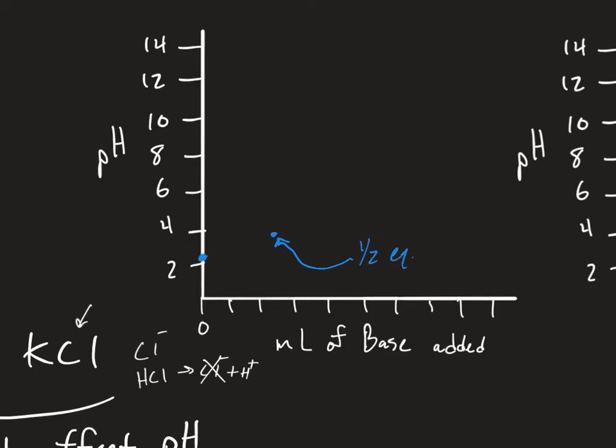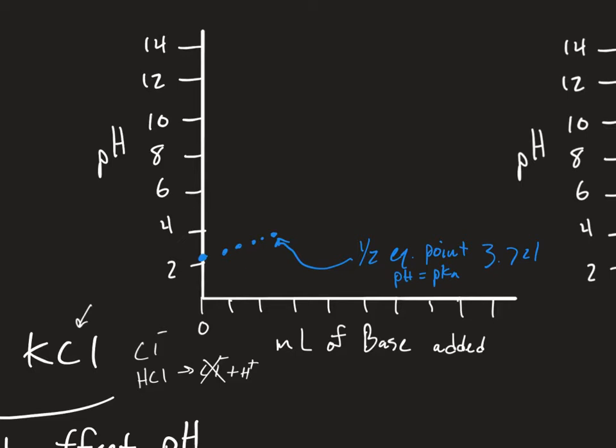Half equivalence point. pH equals the pKa of formic acid. Now remember, if we'd added less base than that, we'd have a solution that's down here somewhere, just below 3.74. So that's the first section of our titration curve for a weak acid reacting with a strong base.